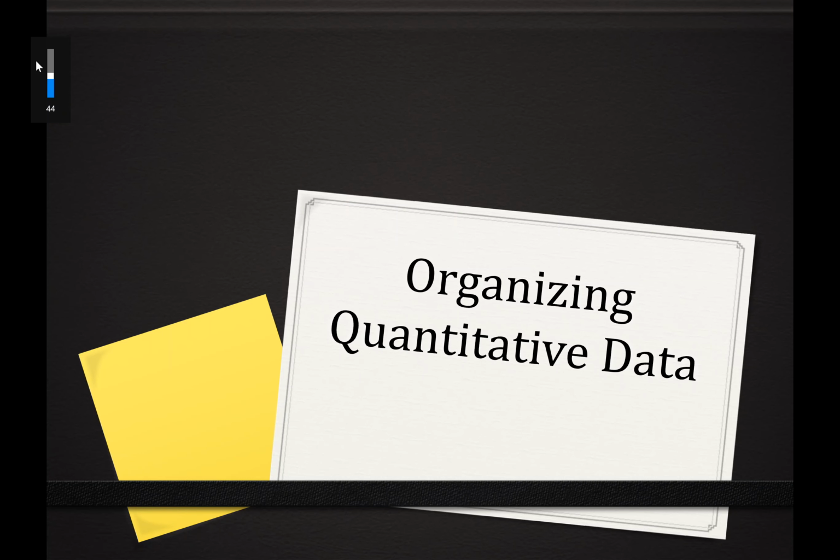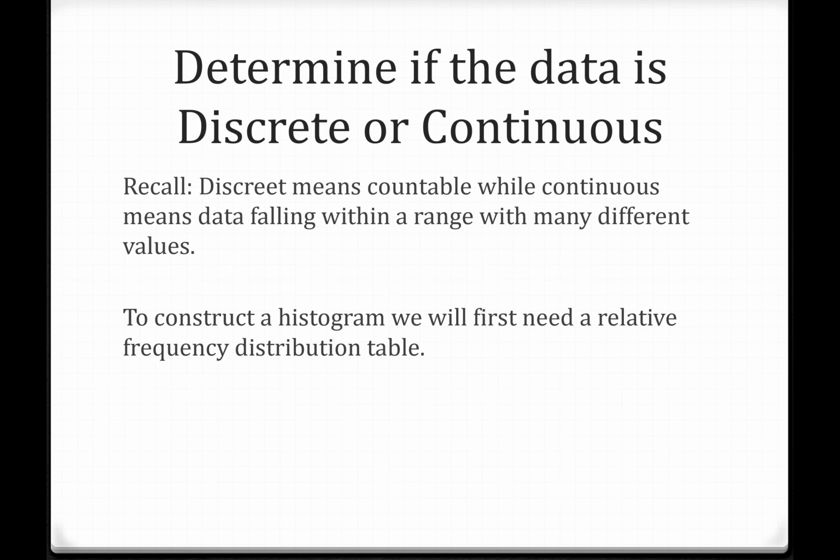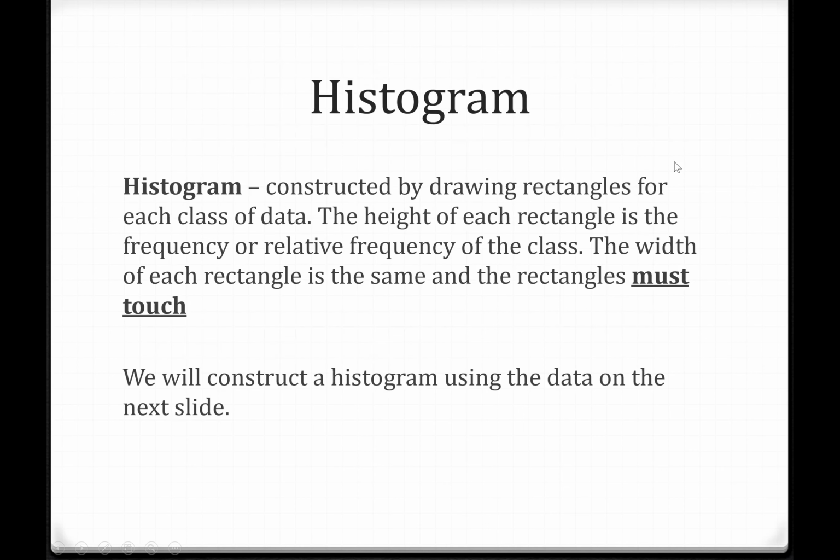So organizing quantitative data is another thing we're going to do, and obviously quantitative just means numerical values that are grouped together. And so determine if data is discrete or continuous. Discrete means countable, while continuous means data falling within a range with many different values. So to construct a histogram, we will first need a relative frequency distribution table.